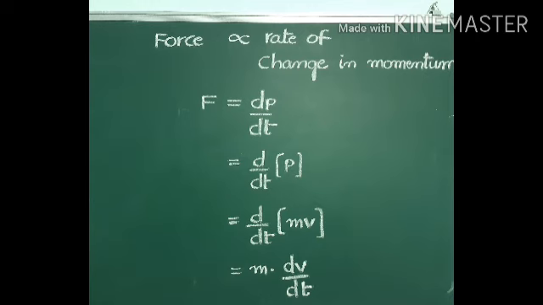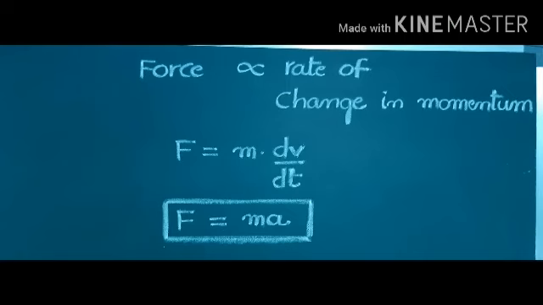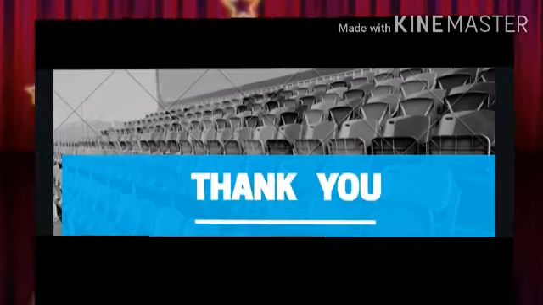P, as you already know, is momentum. So d by dt of P, the momentum formula you can substitute, P equal to mv. But in this case m is constant. So take m into dv by dt. dv by dt means the rate of change of v. v means velocity. The rate of change in velocity is nothing but acceleration. Finally what you are getting is F equal to ma. Thank you.